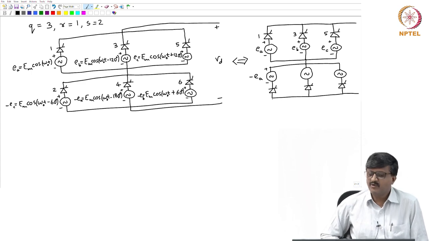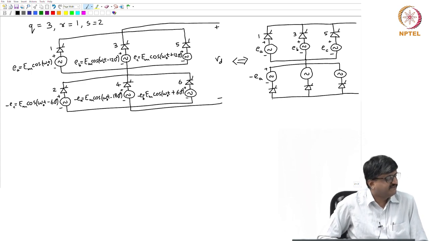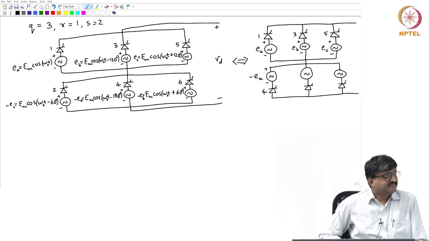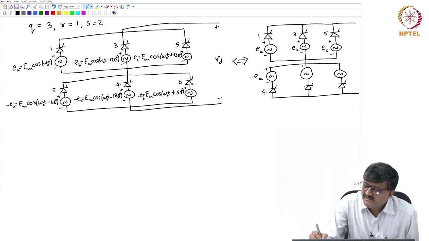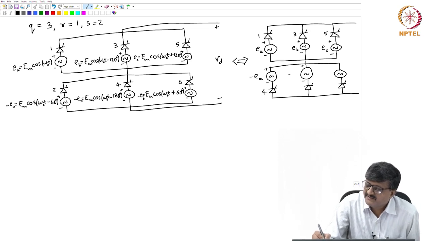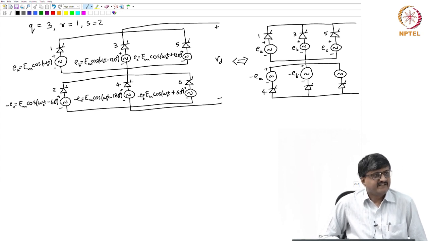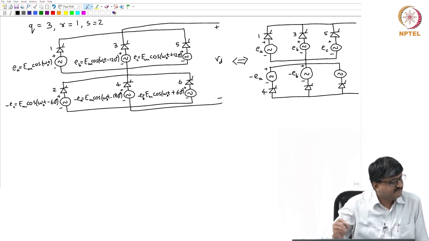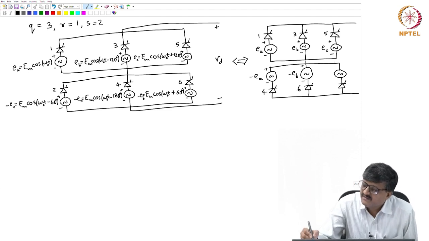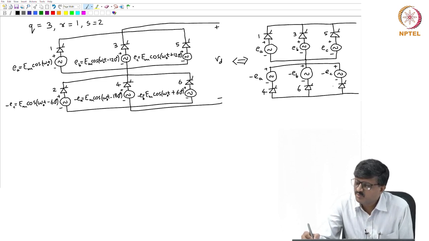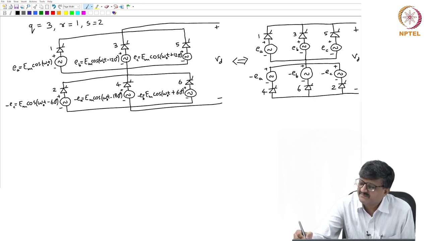Okay. So, what is connected in series with minus EA? Which thyristor valve? 4. Then there is a voltage minus EB, and the valve that is connected in series with minus EB is 6. And there is a voltage minus EC, and the valve that is connected in series with minus EC is 2. And of course, the voltage across the 2 DC side terminals is VD. Okay.